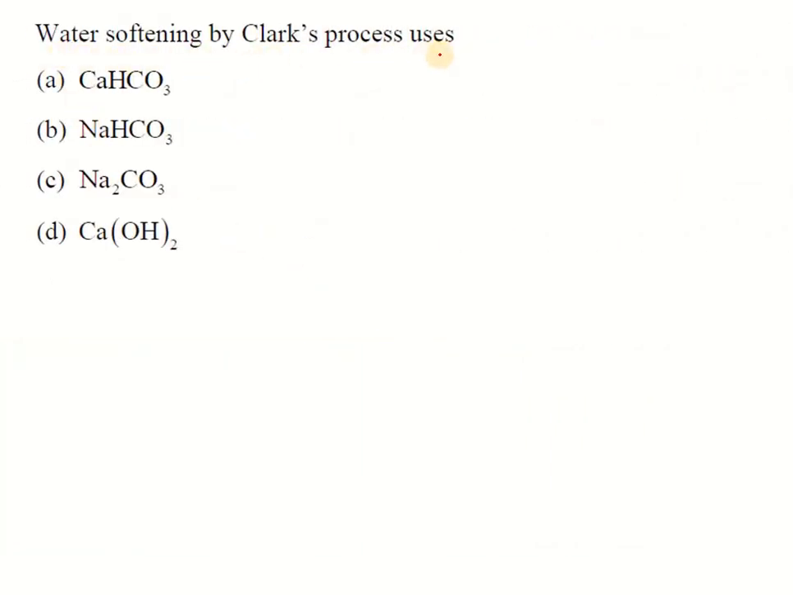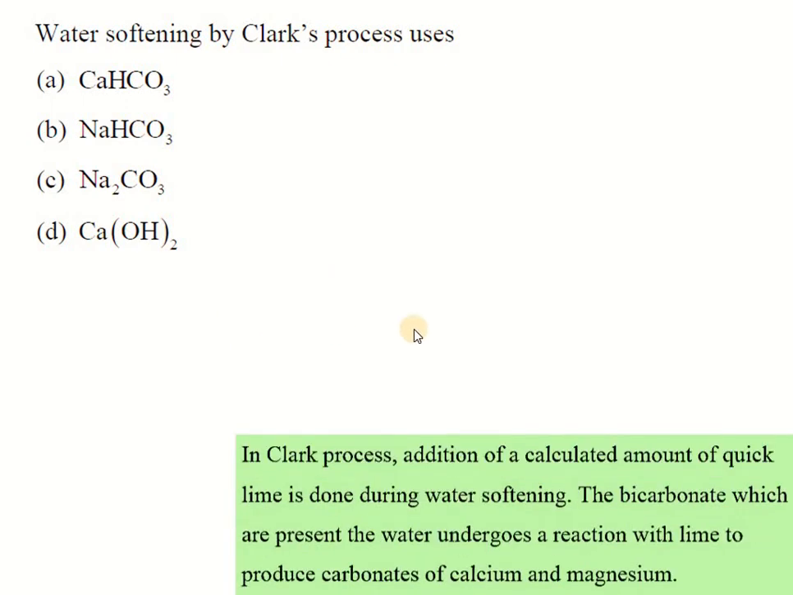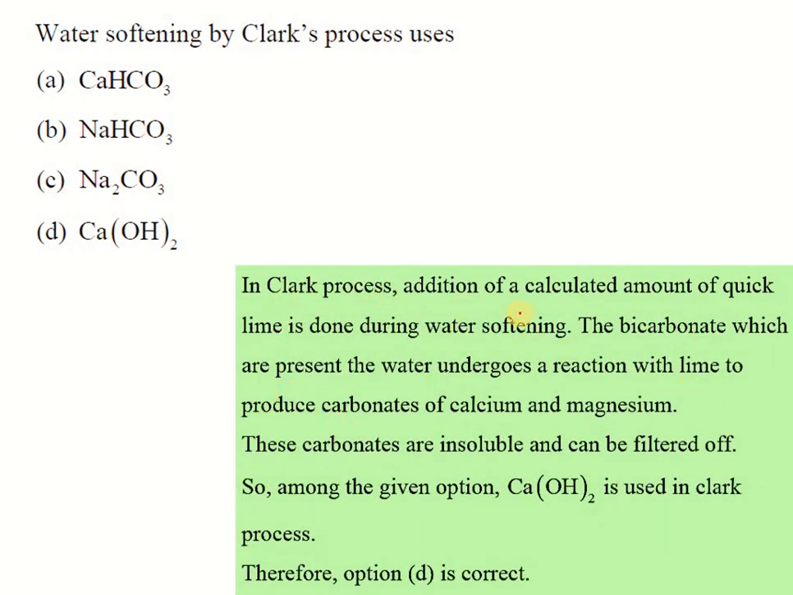Water softening by Clark's process usually uses calcium hydroxide. It's very clear from the statements. The addition of a calculated amount of quicklime is done during water softening. The bicarbonate present in the water reacts with the lime to produce carbonates of calcium and magnesium. These carbonates are insoluble and can be filtered off. So among the given options, calcium hydroxide is used in Clark's process. D option is the right option for this.